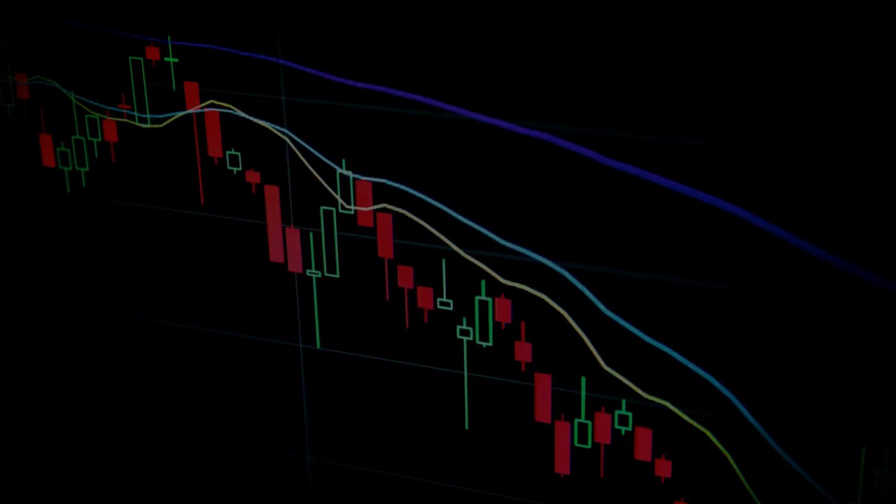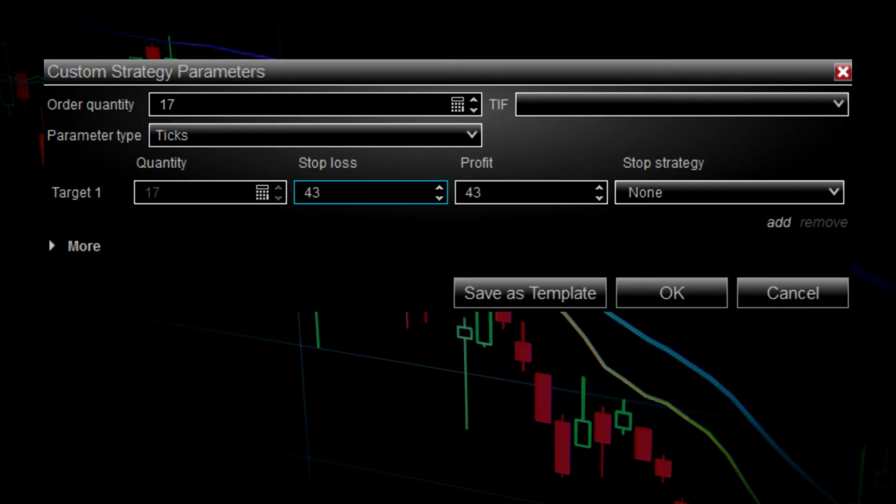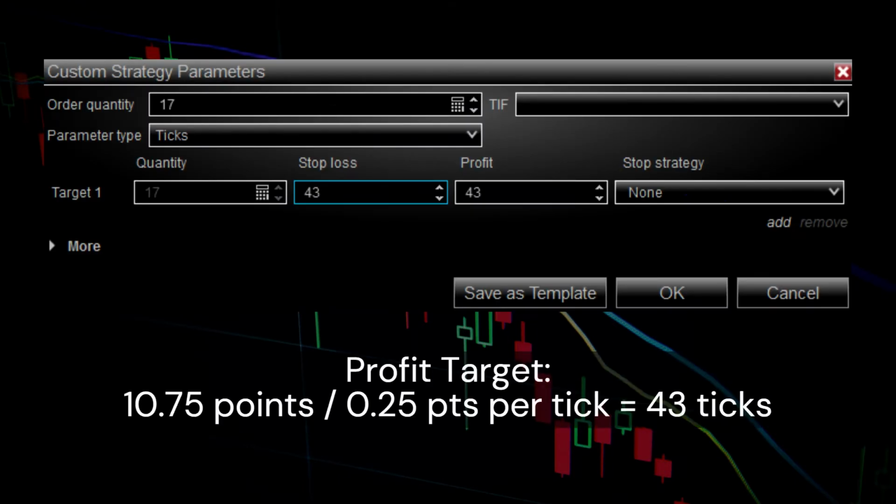Then, I set up a custom order in NinjaTrader that would automatically set my take profit level at 10.75 points from my entry order, and I didn't even bother setting a stop loss because this is just an all or nothing strategy. Either I instantly passed or failed the evaluation.